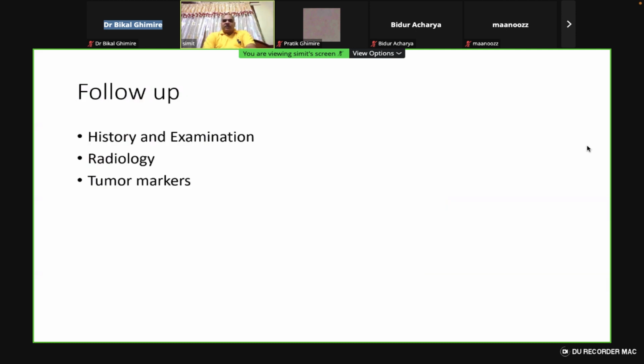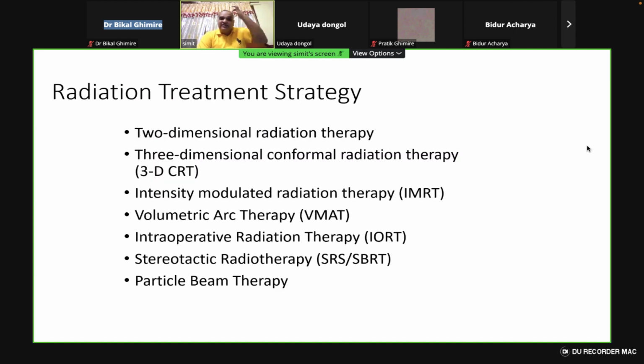So you must have heard about the different types of radiation. Sometimes they say IMRT, or sometimes they say in some cases IMRT is a must. So what are these different types of radiation? These are the radiation treatment strategies. There are different forms. It's either 2D, which is the conventional form, which is no longer used in many centers, and we don't use 2D in our center.